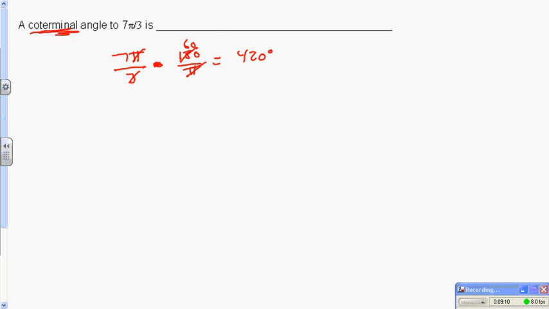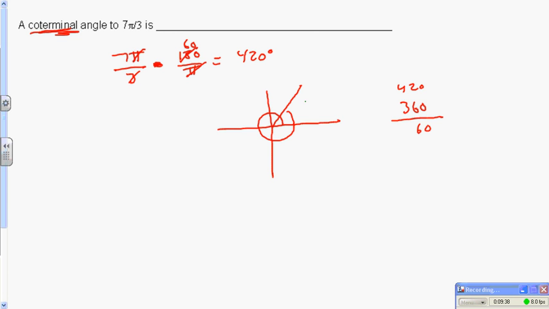420 degrees. So if you draw 420 degrees, this is 360. So if you take 360 away from 420, you get 60 degrees. So a coterminal degree for that would be 60 degrees, or pi over 3. That's another way to look at it. And this ends the lesson for unit circle.